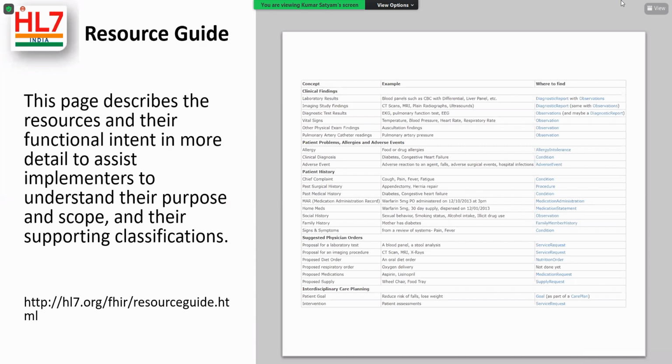But here is the resource guide that the HL7 standard, the FHIR website, publishes, where you can find what resources apply. So if you want to do certain kinds of operations, for example, you want to do lab results, you want to do patient demographics, and you want to understand what resources would be applicable, there is a page on the FHIR website. It's called resource guide, and you can see some of the indicative clinical findings, examples of it, and what resources apply to it.